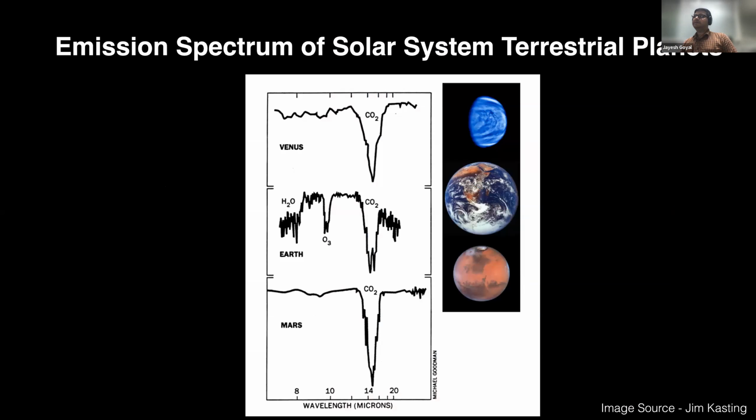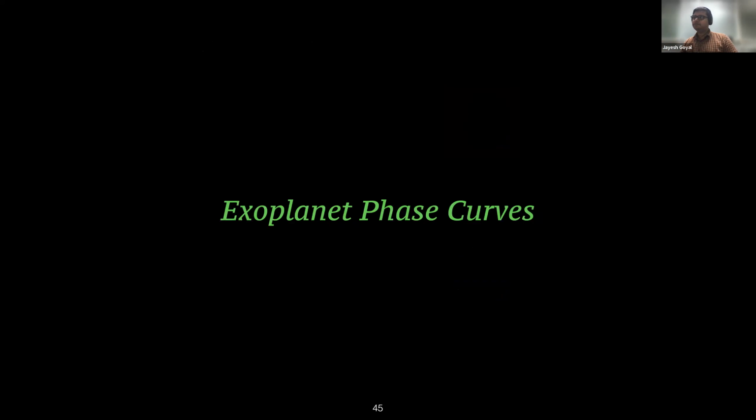So here you can see the emission spectrum of the solar system terrestrial planets. In all of them, you can see one strong feature, which is CO2, because that's there in all the planets. But for Earth specifically, you can see this ozone feature and H2O features, which makes it quite interesting and suitable for life.